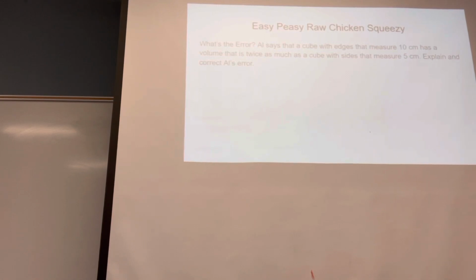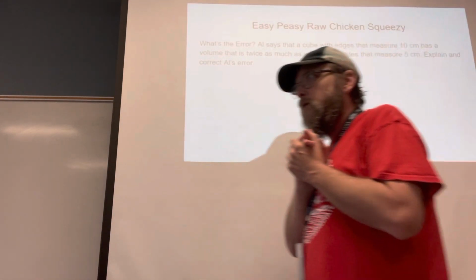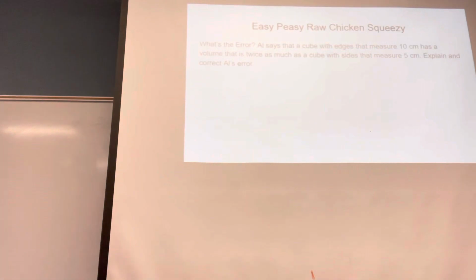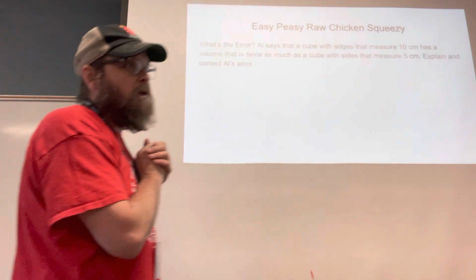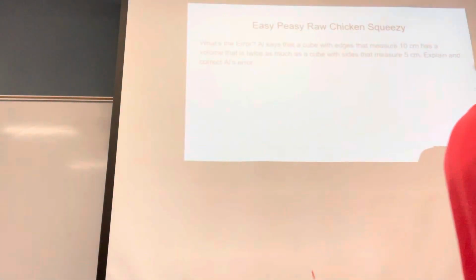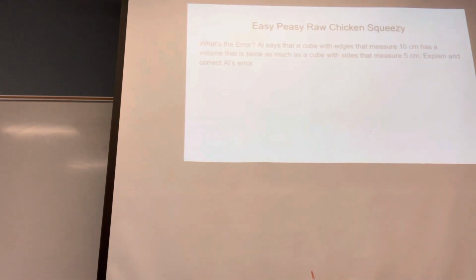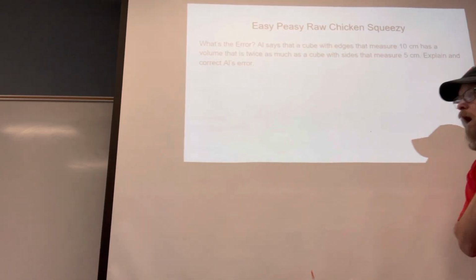Is he right? No. Because what's the volume of a cube with sides of 10? 1,000, good. So it'd be 1,000 cubic centimeters. It'd be 10 times the other one, which is 125 cubic centimeters. So Al is way off.